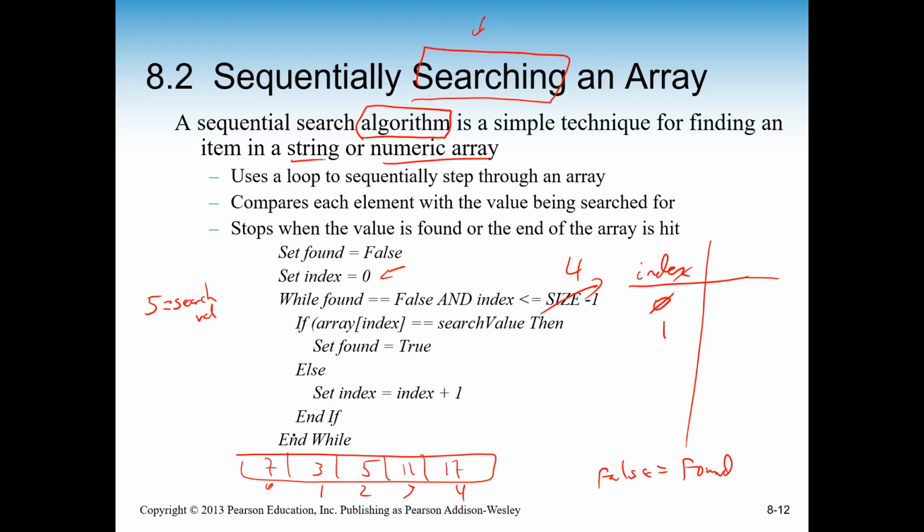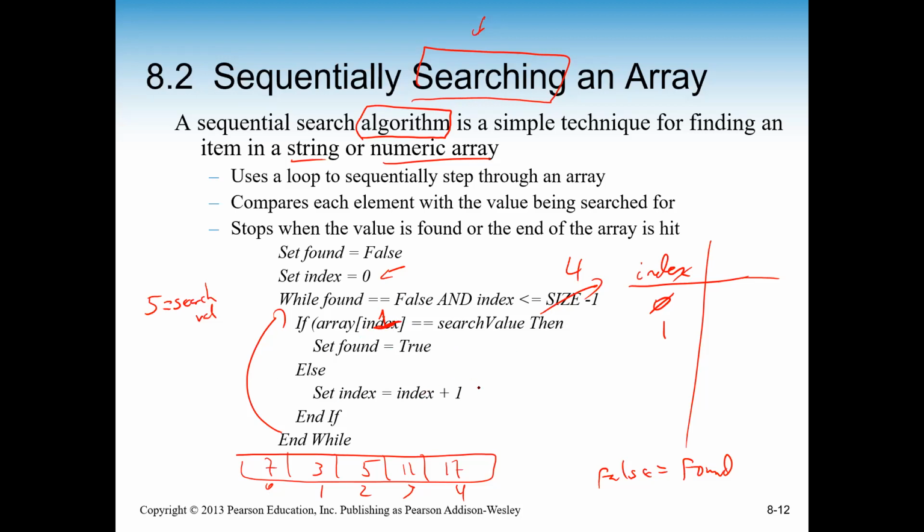Okay, now we hit the end of the while, so we return over here. And now we're going to say, is found equal to false? Yes, it's still false. Is index less than or equal to 4? Yes, it's 1. Okay, we go in here again. Now what's the value of index here? It will be 1. All right, so array 1. Is array 1 equal to 5? No, it's 3 and 5 are not the same.